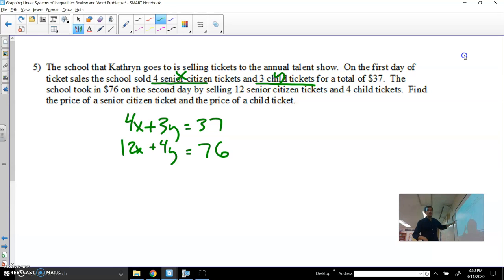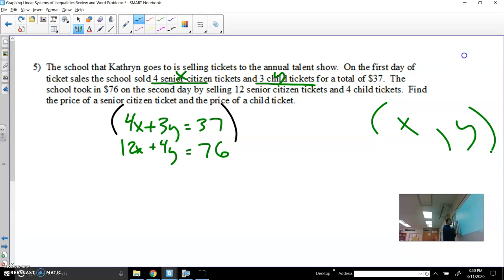So it says find the price of a senior ticket and the price of a child. We need to find that point of intersection. And so you could use the matrix if you have the calculator, or I may choose to see that I could multiply this first equation by something that would make negative 12x.